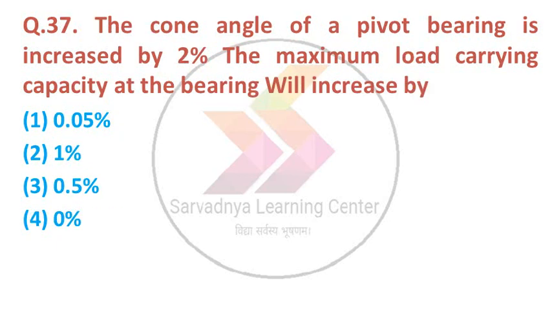The cone angle of pivot bearing is increased by 2%, then maximum load carrying capacity at the bearing will increase by option 1 0.05%, option 2 1%, 3 0.5%, 4 0%. The correct answer is option number 4, 0%, because the load and cone angle are not related to each other.